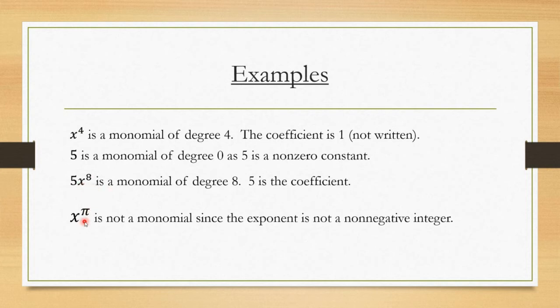Notice here I have x to the pi. Well, this is not a monomial, because pi, remember, is not a non-negative integer. Pi is a decimal. It's an irrational number, actually. It represents an irrational number. So we don't have a monomial here. I threw this in, I guess, for fun.